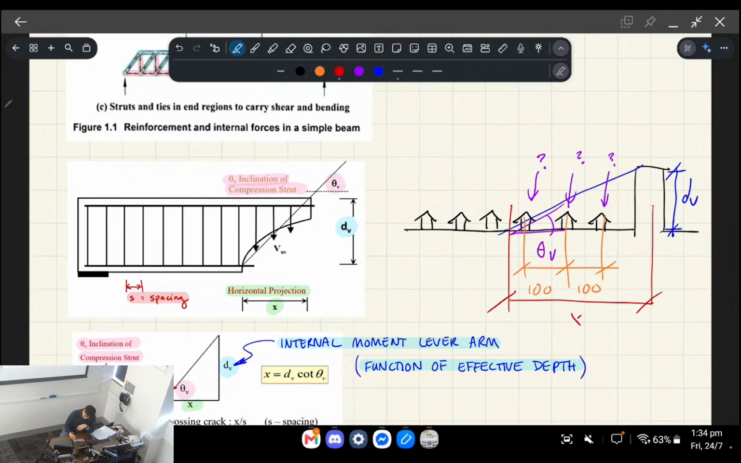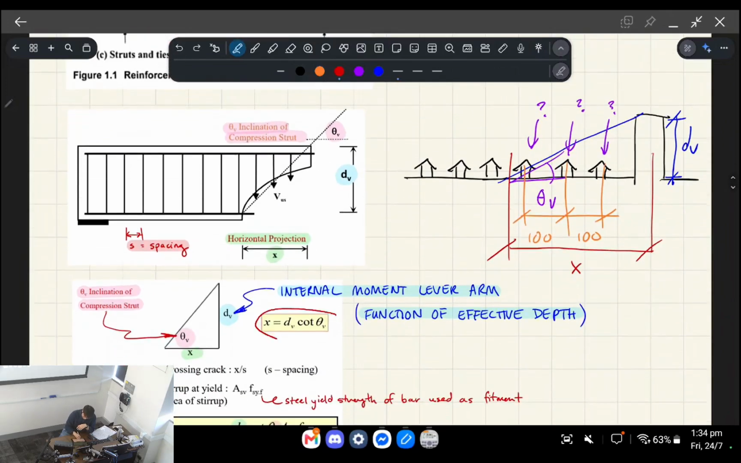You can figure this out geometrically through this number we're going to call x, right? So we're trying to say that x is equal to the height multiplied by cot theta v, okay? So that's what they do first in this formula. They figure out this variable called x, which is the horizontal projection of this quote-unquote shadow, okay?